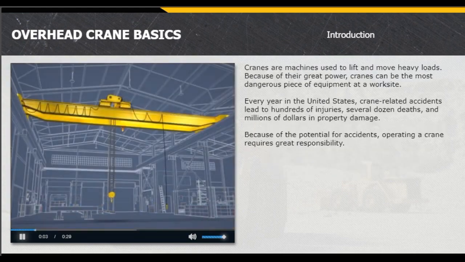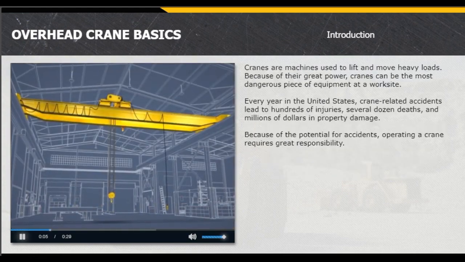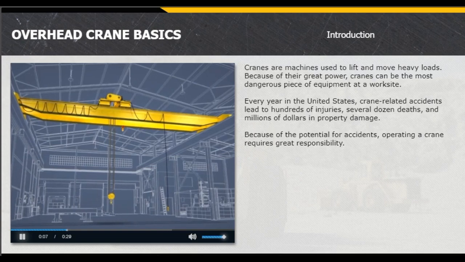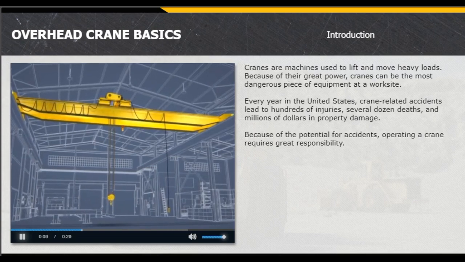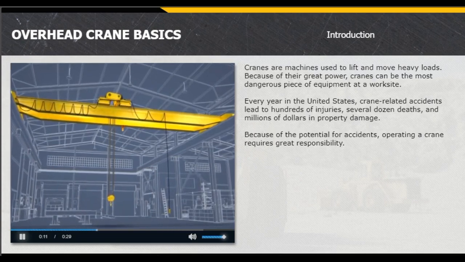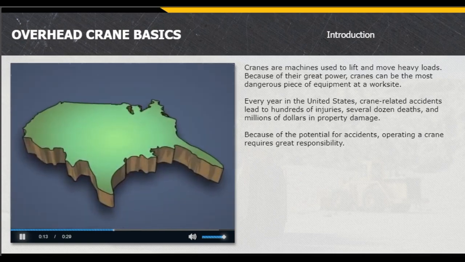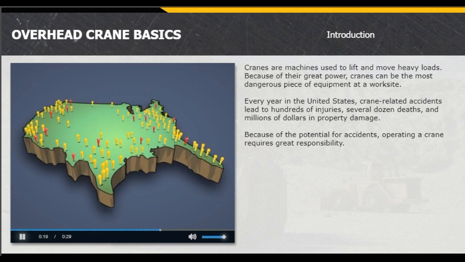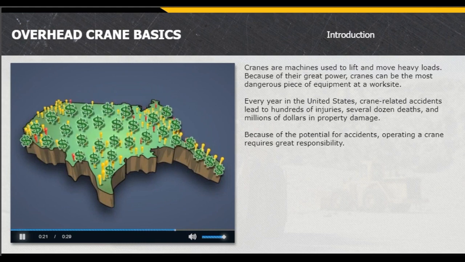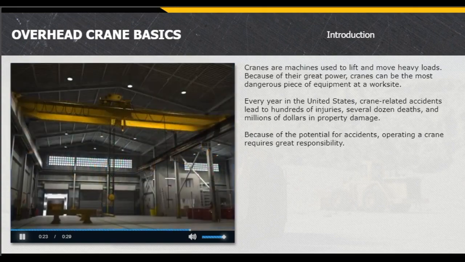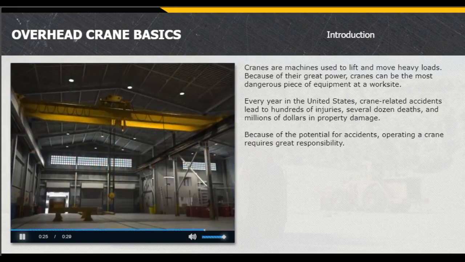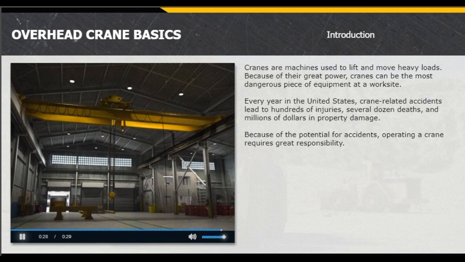Cranes are machines used to lift and move heavy loads. Because of their great power, cranes can be the most dangerous piece of equipment at a work site. Every year in the United States, crane-related accidents lead to hundreds of injuries, several dozen deaths, and millions of dollars in property damage. Because of the potential for accidents, operating a crane requires great responsibility.